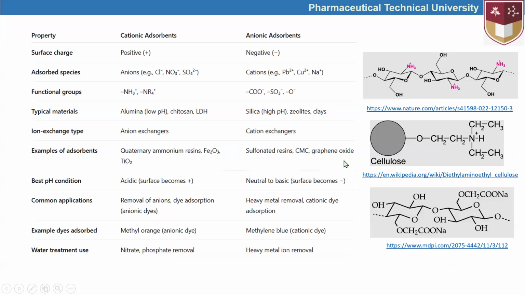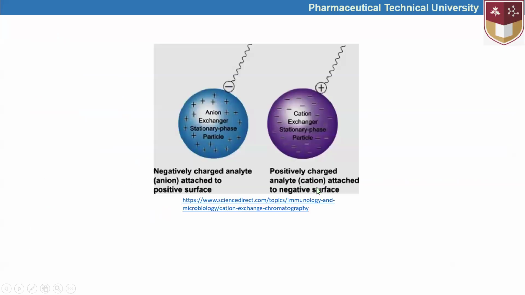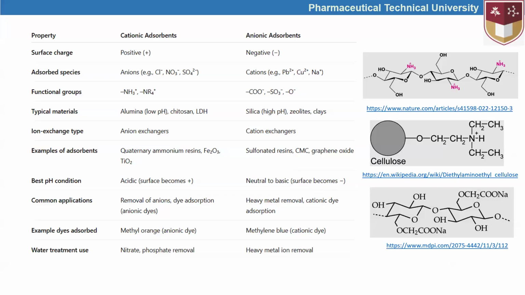Sulfonated resins, carboxymethyl cellulose, graphene oxides are used as anionic adsorbents. Okay. Let me remind you one thing: adsorbent, surface charge. Adsorbent is used for the sorbents that adsorb the compounds on the surface, and absorbent, AB, is used for the sorbents that sorb ions not only on the surface but also inside it. So this is the difference between adsorbent and absorbent.